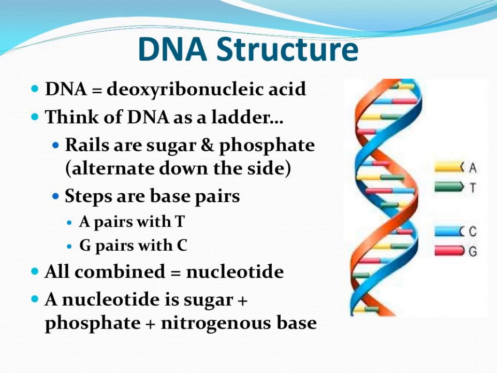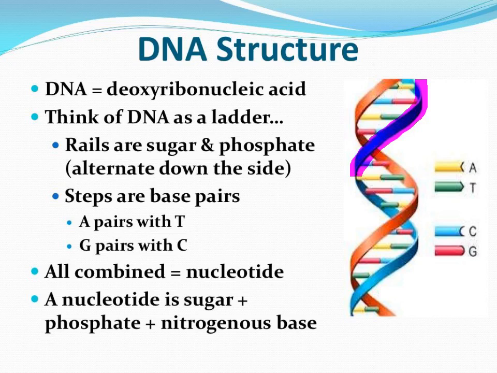Now think of DNA as a ladder. The rails are sugar and phosphate, and by rails I'm referring to this part here. And they alternate. We'll look at pictures in class that show how they're actually combined, but they're going to alternate sugar, phosphate all the way down the backbone.